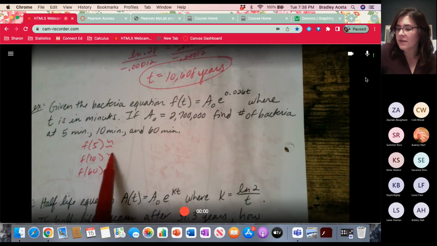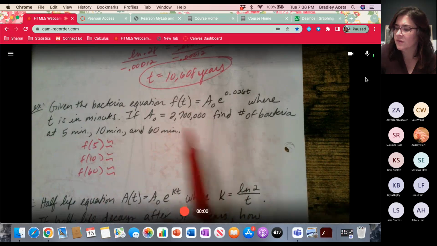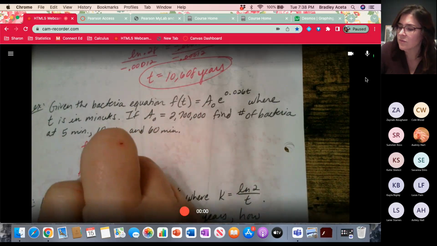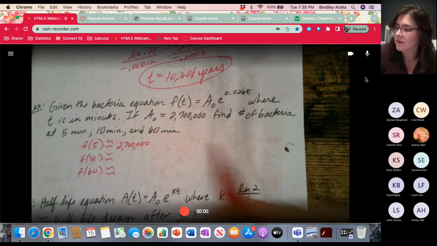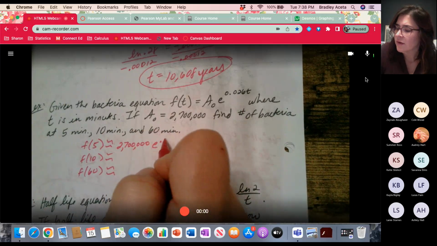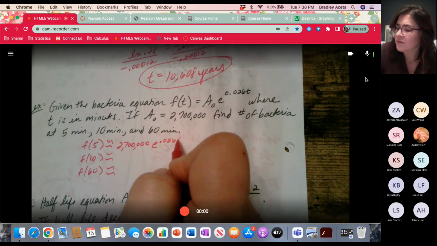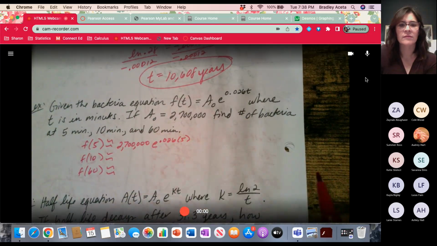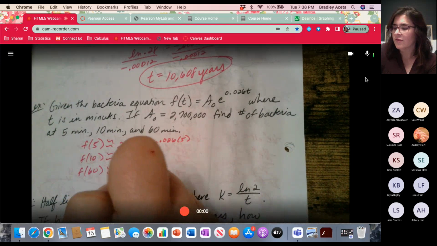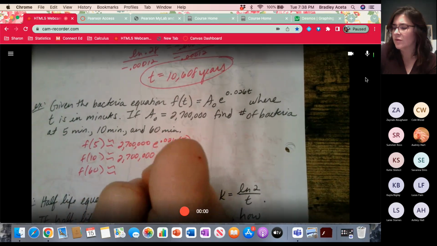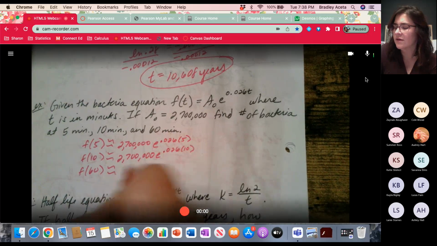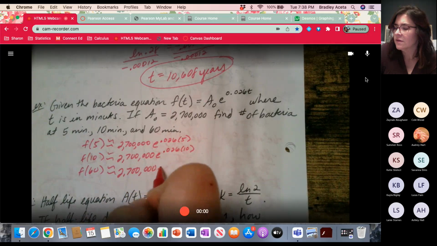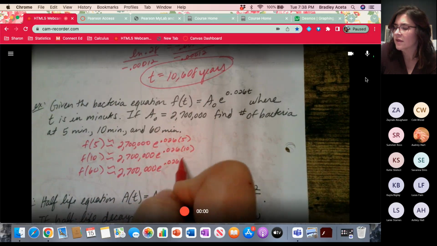And you're going to plug it into the formula. The initial amount was 2,700,000 e to the 0.026 times 5. And then you do the same for this one. This was pretty simple, but I just wanted to show you how to do it. This one you do times 10, etc. This one you would do e to the 0.026 times 60.